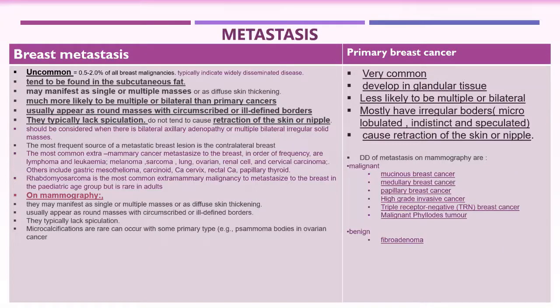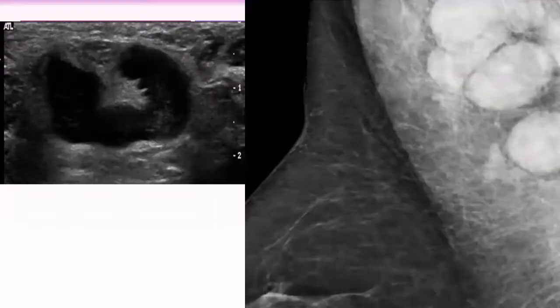And usually the common cause of breast metastasis are from the same or contralateral primary mammary cancer, but it can be from extramammary cancer like lymphoma, leukemia, melanoma, ovarian, renal cells, and so on. Okay. What about this lymph node?